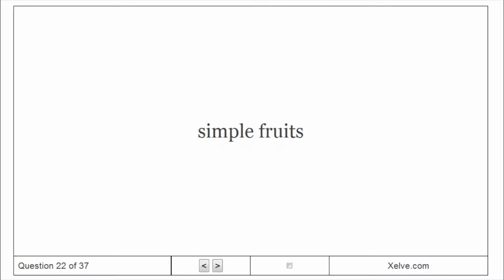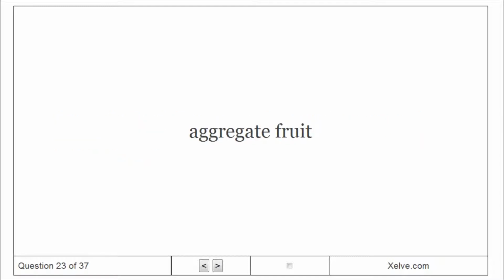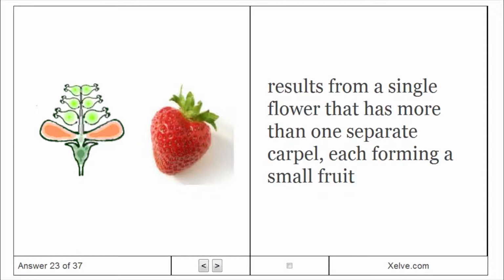Simple fruits. Fruits derived from a single carpel or several fused carpels. Aggregate fruit. Results from a single flower that has more than one separate carpel, each forming a small fruit.